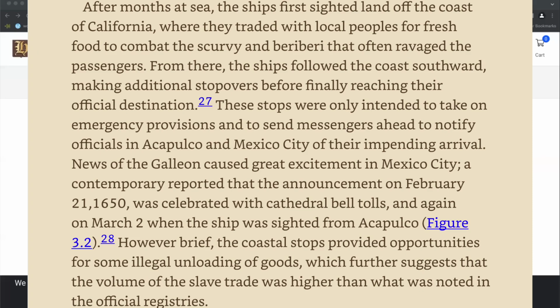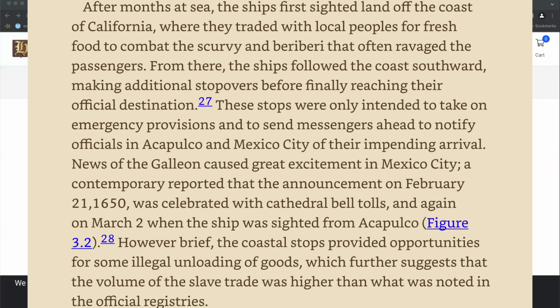After months at sea, the ships first sighted land off the coast of California, where they traded with local peoples for fresh food, all right? Where? Cali. Where were they bringing these people first? Cali. They traded with local peoples for fresh food to combat the scurvy and beriberi that often ravaged the passengers. From there, the ships followed the coast southward, making additional stopovers before finally reaching their official destination.